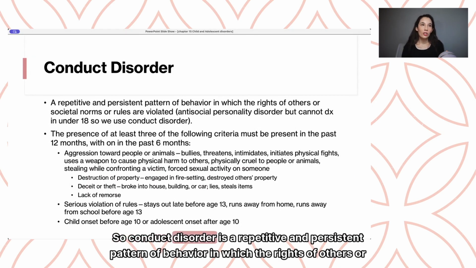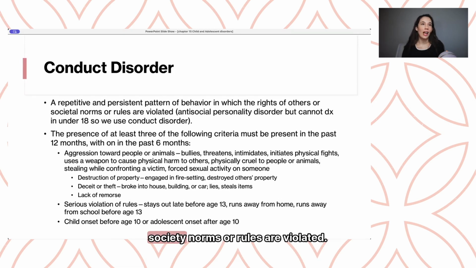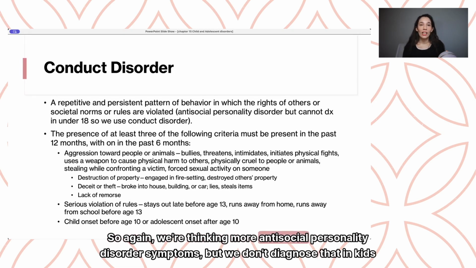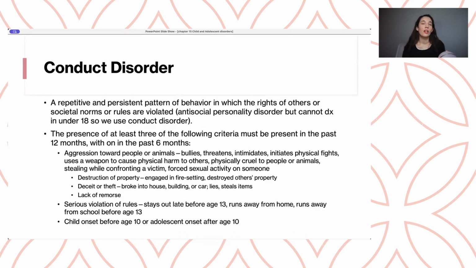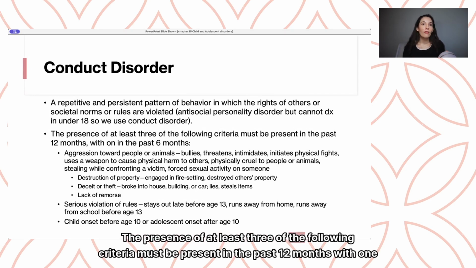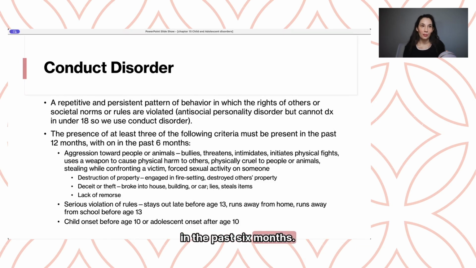Conduct disorder is a repetitive and persistent pattern of behavior in which the rights of others or societal norms or rules are violated. So again, we're thinking more antisocial personality disorder symptoms, but we don't diagnose that in kids under 18, so we use something called conduct disorder. At least 3 of the following criteria must be present in the past 12 months, with 1 in the past 6 months.